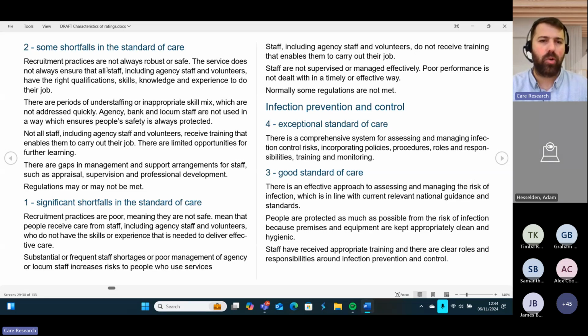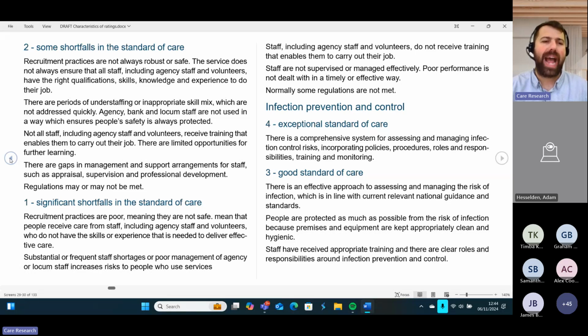So things like recruitment practice are not always robust or safe, periods of understaffing or inappropriate skill mix, gaps in management. And then if we go to 1, significant shortfalls, recruitment practices are poor, they are not safe. People receive care from staff and volunteers who do not have the skills or experience that's needed. Substantial or frequent staff shortages, poor management of agency and locum staff. Staff are not supervised or managed effectively. Poor performance is not dealt with in a timely or effective way.